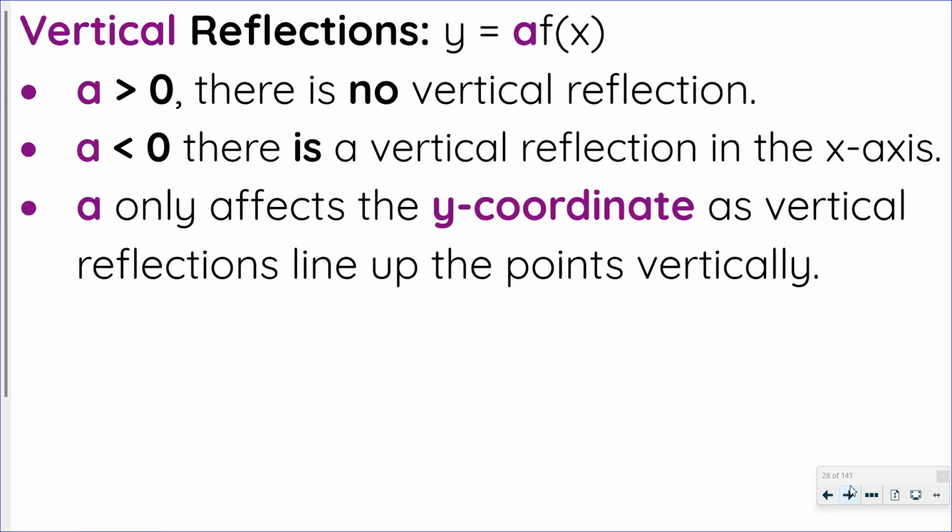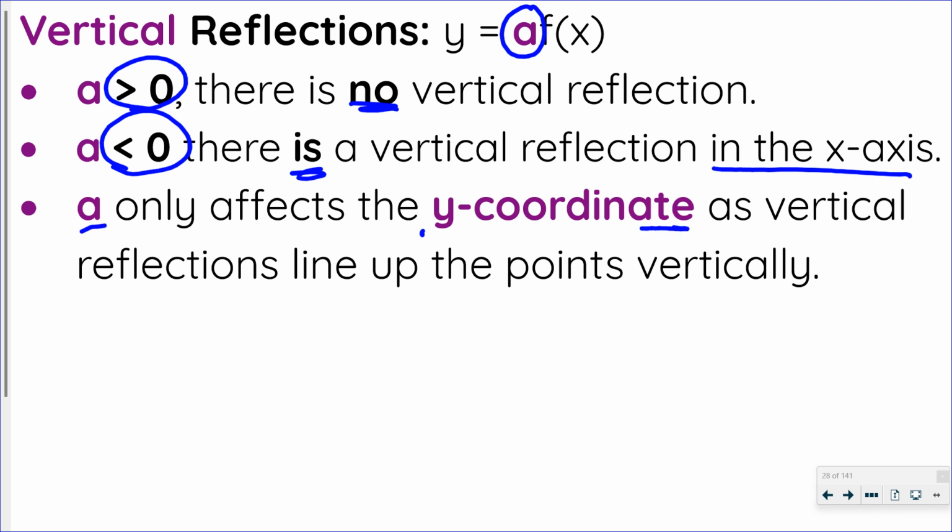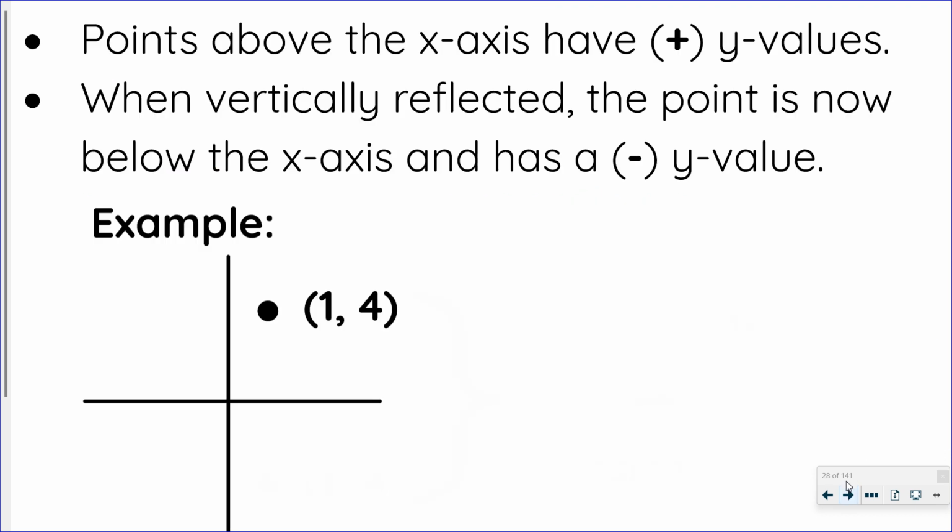Let's talk about vertical reflections first. I'm going to use the parameter a, which is in front of the function. When a is positive, greater than 0, there is no vertical reflection. When a is negative, less than 0, there is a vertical reflection, and that occurs in the x-axis. Since it is vertical, the points line up vertically, so a only affects the y-coordinate. X-coordinates stay the same.